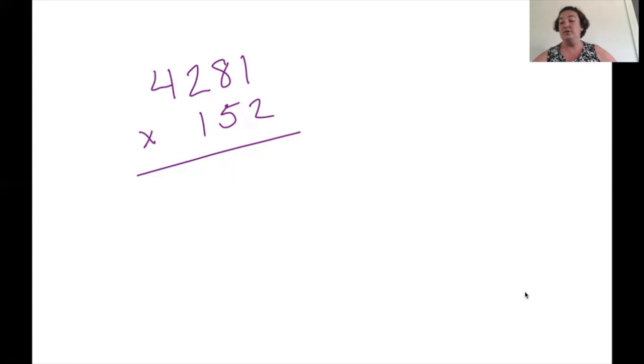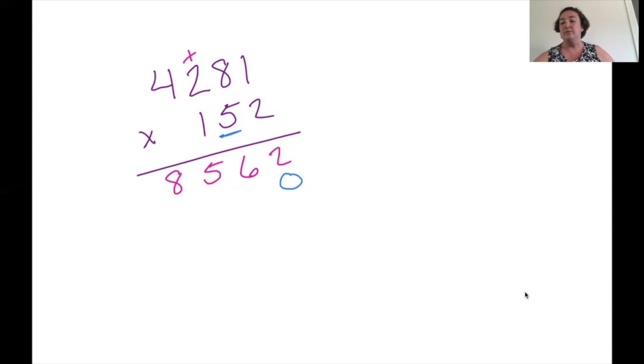2 times 1 is 2. 2 times 8 is 16. Put down my ones, carry my tens. 2 times 2 is 4, plus whatever I've carried. So 4 plus 1 is 5. Nothing to carry on that because it's less than 10. 2 times 4 is 8. Now I need a placeholder because I've moved over to my tens. So that means I need to add in a 0 for my placeholder.